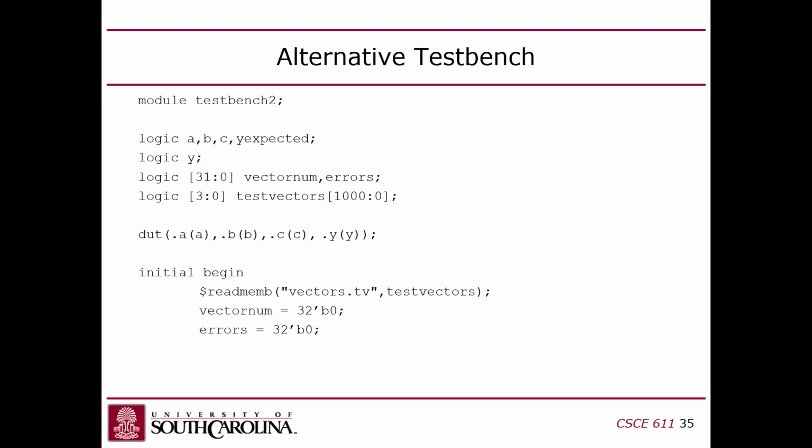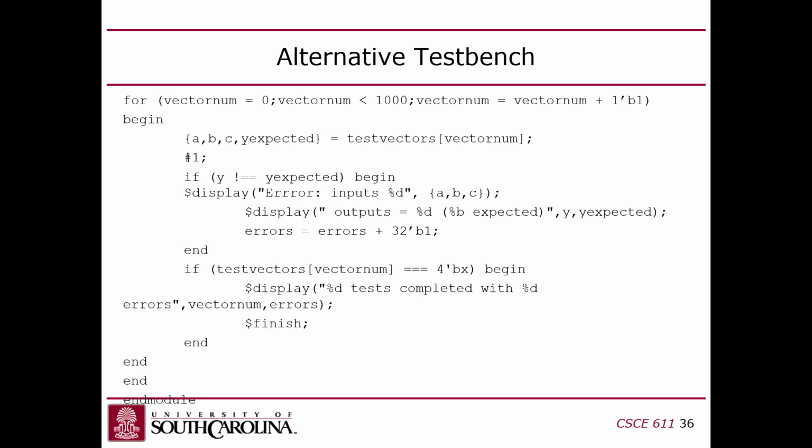Instead of having a clock that is used to synchronize the tests and the inputs and the outputs, this one uses a for loop. So this is more similar to what you're used to. I'm sure you'll all be more comfortable with this type, because this one just has a for loop that walks through the test vectors. It still has the delay.